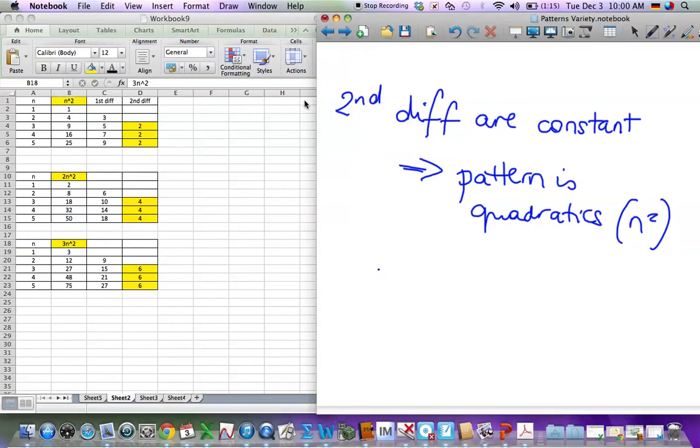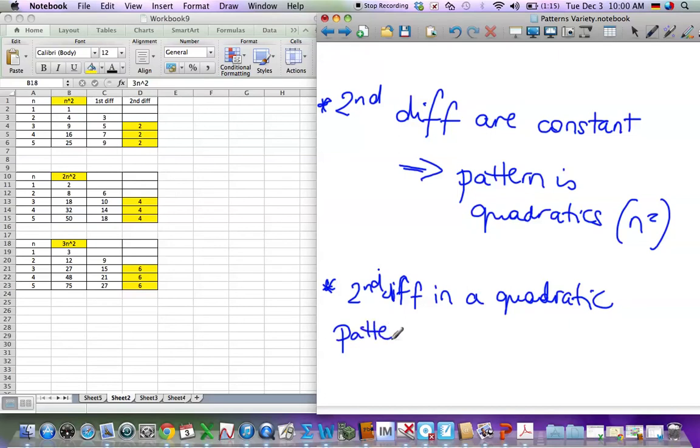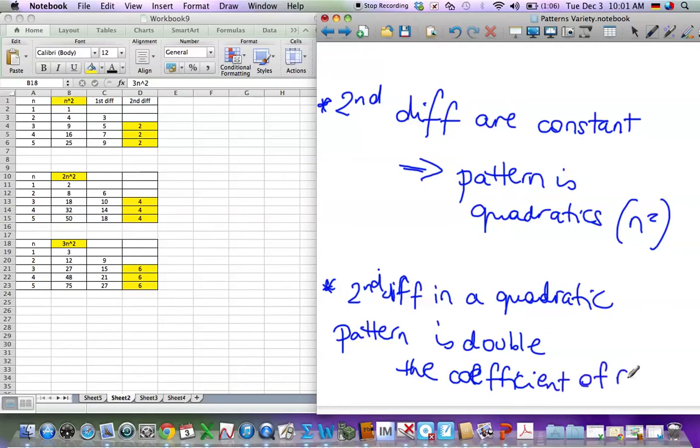The other point to note from what we've just done is that the second difference in a quadratic pattern is double the coefficient of n squared. And let's just put it to the test.